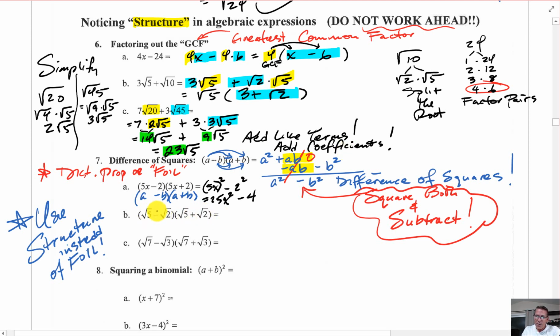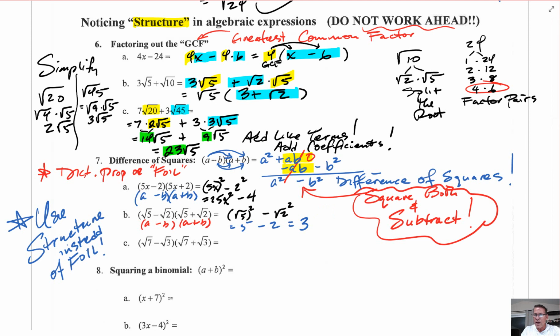All right, this is also the same structure. It's A minus B times A plus B. So the structure is the same. So all you do is square both of them and subtract. So you take the root 5, square it. You take the root 2 and square it, with or without parentheses, doesn't matter. All right, you square the root 5 to get 5. You square the root 2 to get 2, and 5 minus 2 is 3, and you're done. And when you get good at that, you just do it in your head.